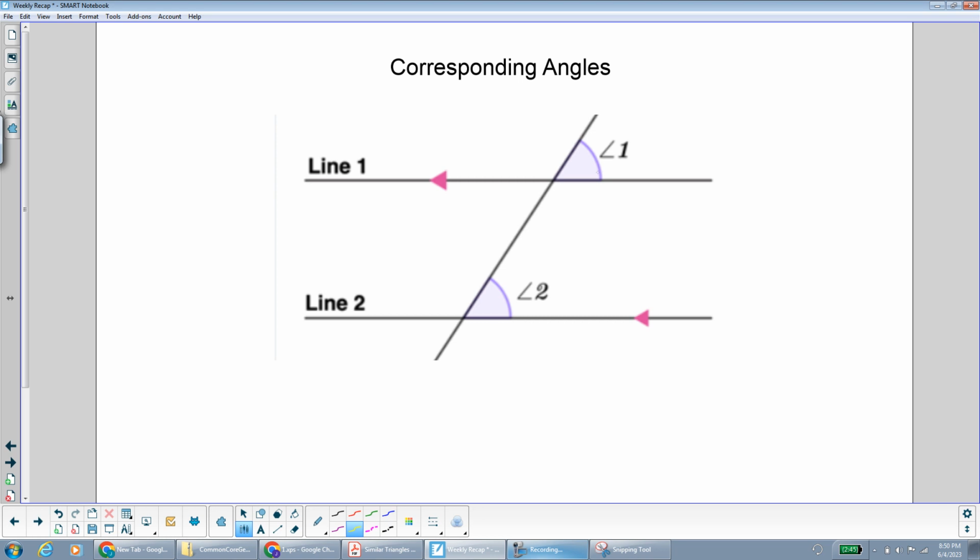For example, angle 1 and angle 2 here are corresponding angles because if you look where the parallel line meets the transversal, angle 1 is to the top and to the right, and so is angle 2. To the bottom right would be another set of corresponding angles. To the top left would be another set, and to the bottom left would be the last set. Corresponding angles are on the same side of the transversal, but one is on top of the parallel lines and one is in between them.